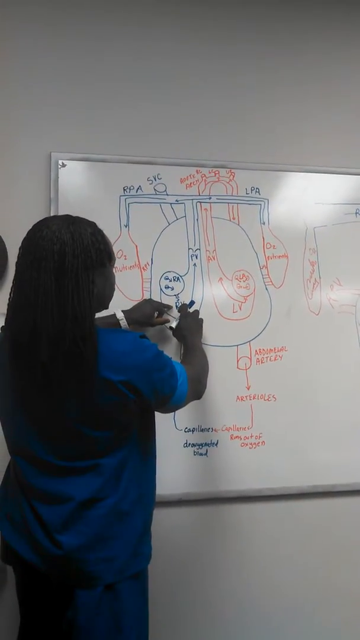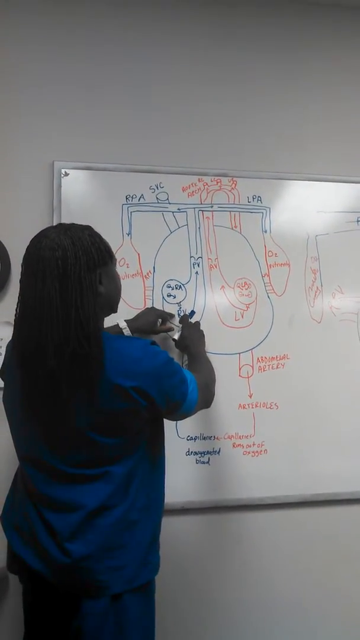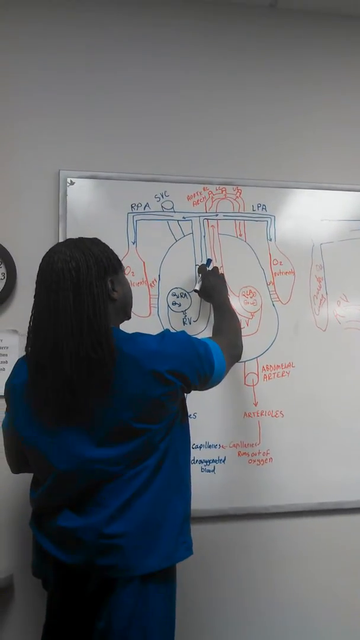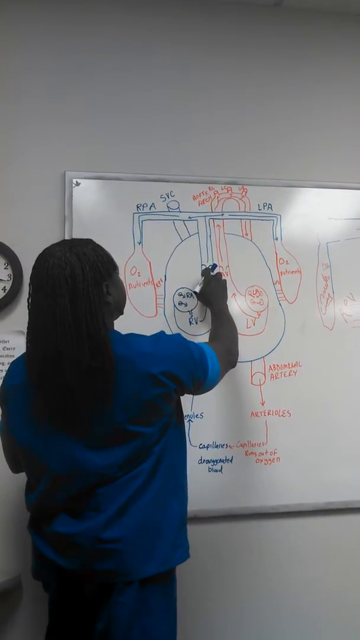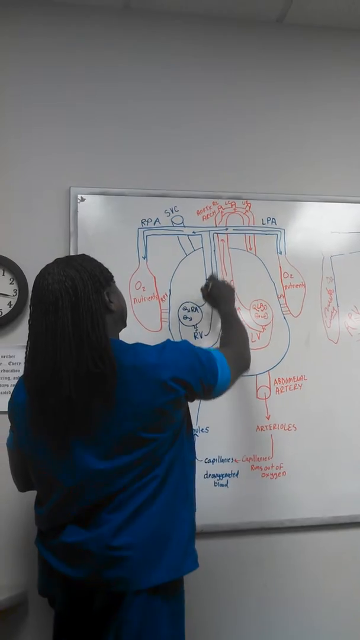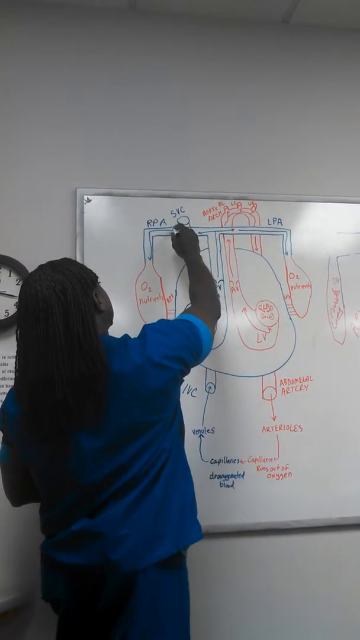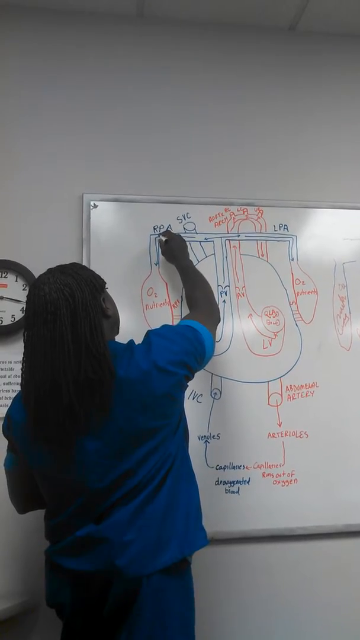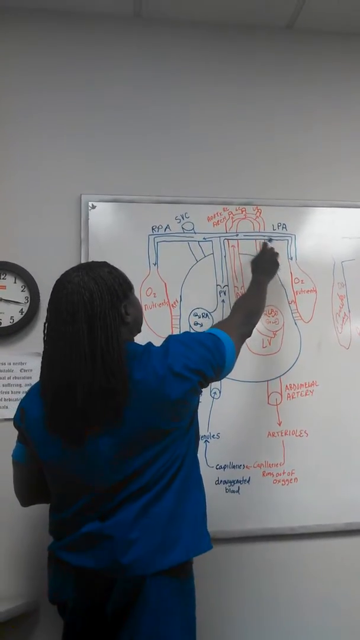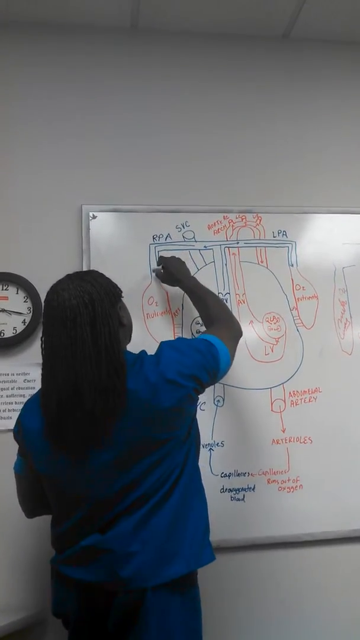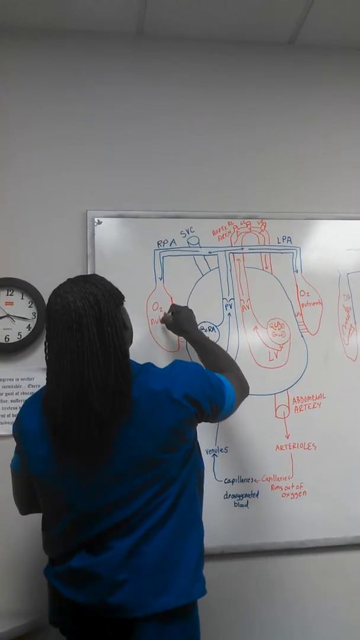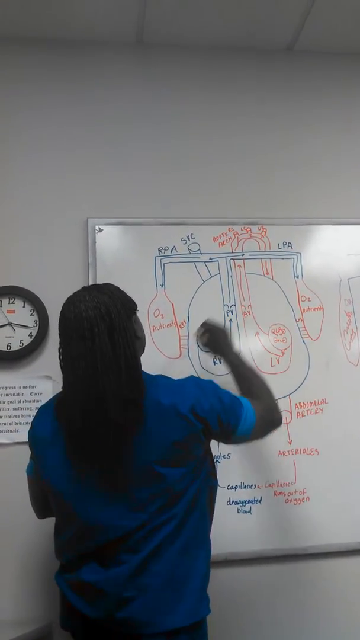and then the right ventricle contracts, and then it pushes the blood, the deoxygenated blood, through the pulmonary valve. Now it's in the pulmonary valve, and then it travels to the right pulmonary artery, into the left pulmonary artery, and it makes its way into the right lung and left lung.